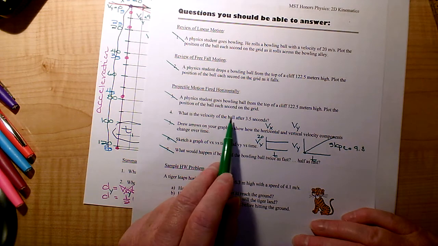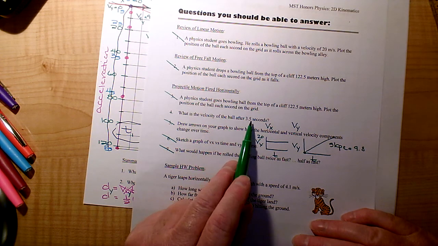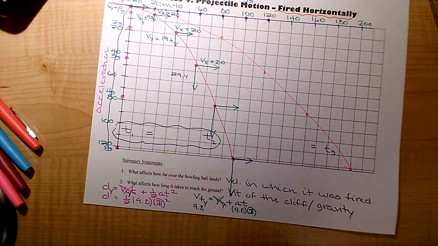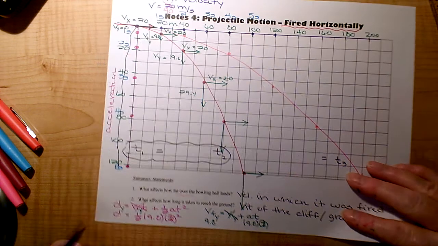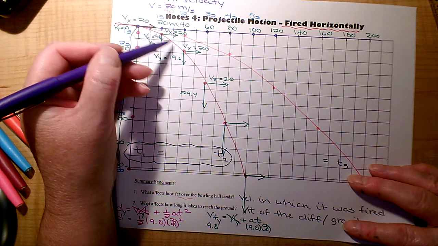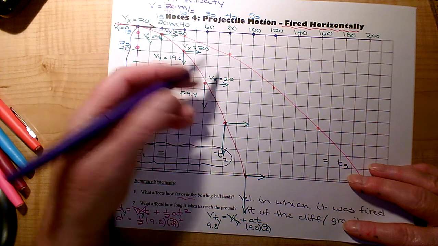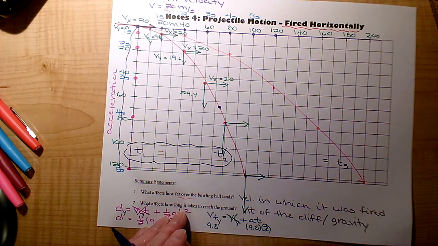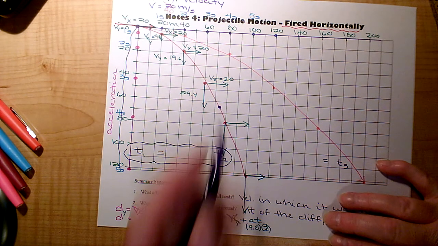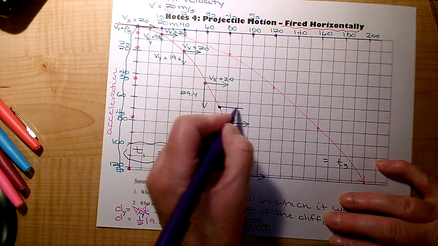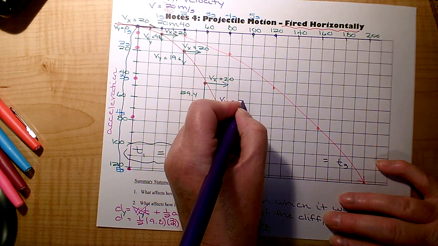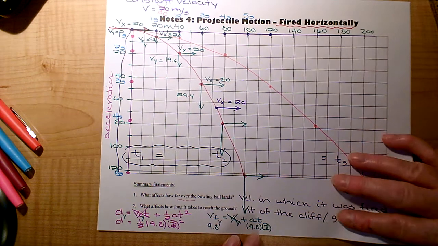It says, what is the velocity of the bowling ball after 3.5 seconds? So I'm going to go back to my picture, and I'm going to try to figure out where I think 3.5 is. So this was 1 second, 2 seconds, 3 seconds. This is 4. So I'm just going to guess about right there. What do I know about 3.5 seconds? I know that the VX arrow remains the same, so it's going to be a 20.